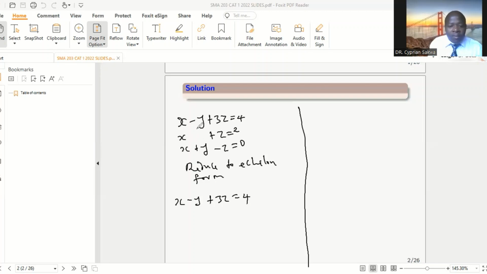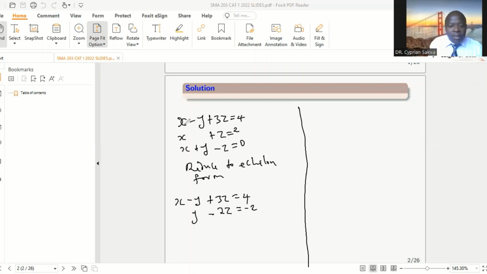Then 0y minus y gives me y. And I have z minus 3z, which gives me minus 2z. What about here? 2 minus 4 gives me negative 2.